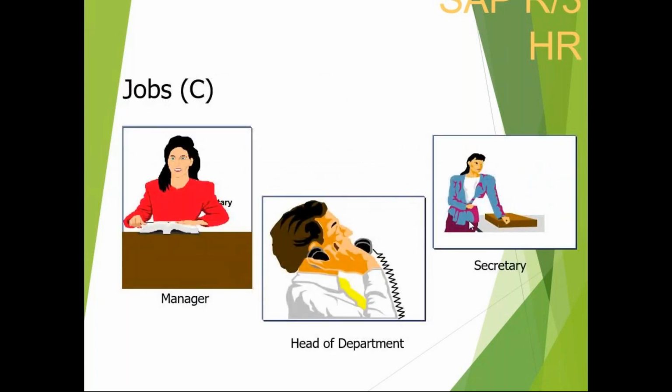Coming to the job, I already explained it. There is manager, head of the department, secretary, vice president, but I am not specifying any department. These are just the classification of the jobs. Even in SuccessFactors there is job classification, right? Job functions are different, job classifications are different. These are like categories, and based on these categories only, we assign the pay scale structure.